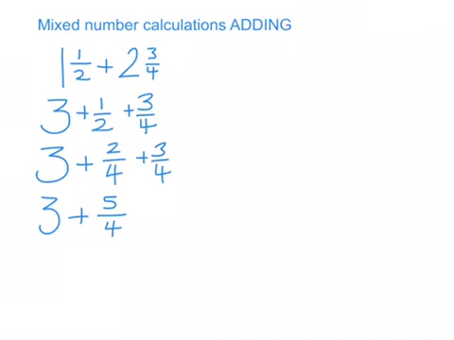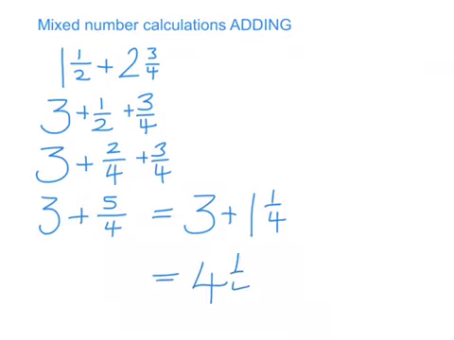Now 3 plus 5/4 is going to be exactly the same as 3 plus 1 1/4, because obviously 5/4 was an improper fraction, it was top heavy, that number is bigger than the denominator. So how many times does 4 go into 5? It goes 1 whole time with a remainder of 1, so it becomes 1 1/4. So my entire calculation can now be finished off, because I've got the 3 that I had originally, add on that 1 and 1/4, so that's equal to 4 1/4.